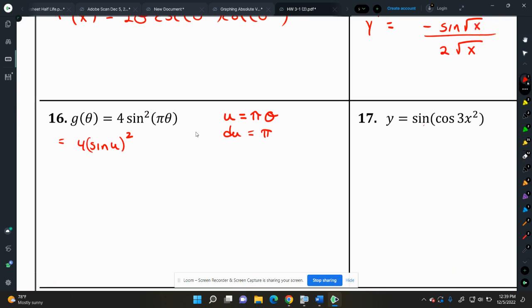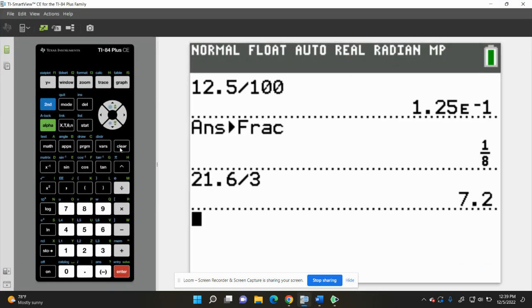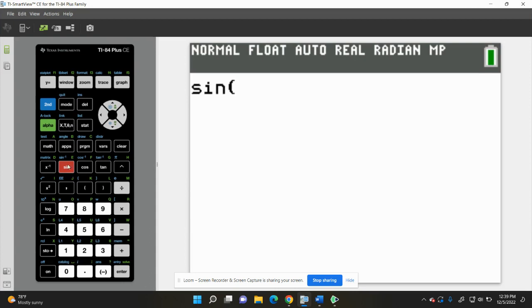How do you put a sine squared into a calculator? It actually goes into the calculator like this. I tried putting it in to check on my test, and it came out as an error. So you have to do sine x, and then you do squared.